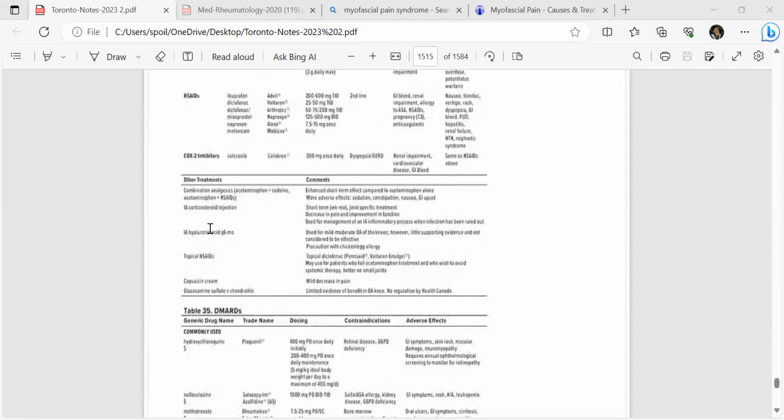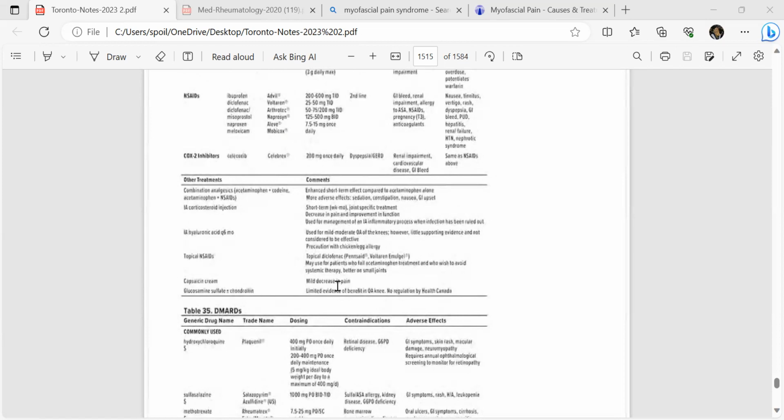Okay. Hyaluronic acid is used for mild to moderate osteoarthritis of the knee. However, there is limited supporting evidence and it is not considered to be effective. Okay, precaution with chicken or egg allergy. Okay, topical NSAIDs, topical diclo may be used for patients who fail acetaminophen treatment and who wish to avoid systemic therapy. Better on small joints. Okay, topical NSAIDs can be given for the small joints, it's better. And in people who prefer topical treatments to systemic treatment.